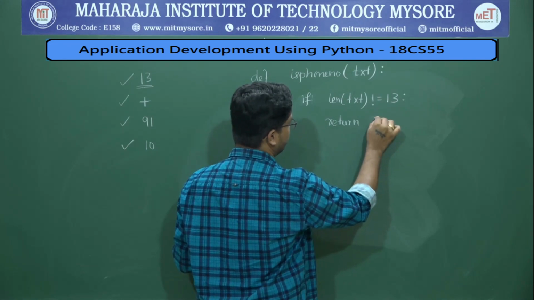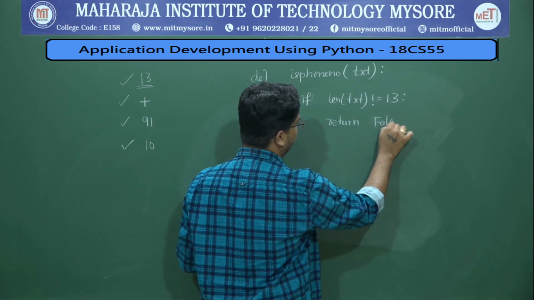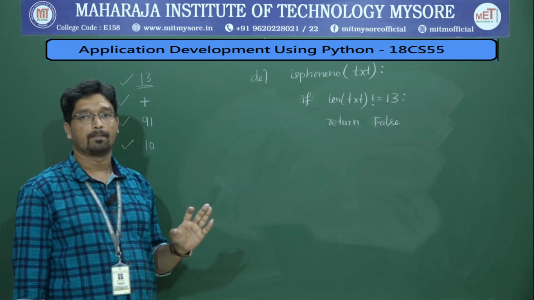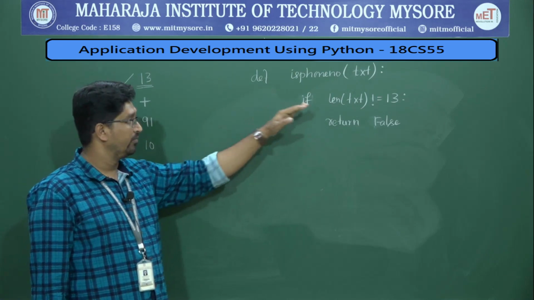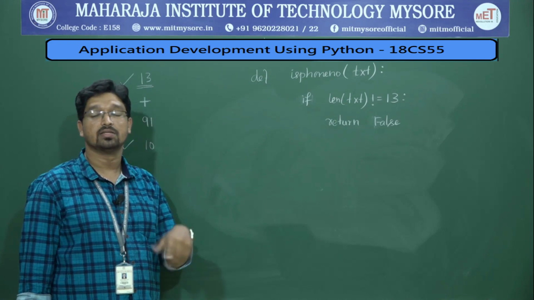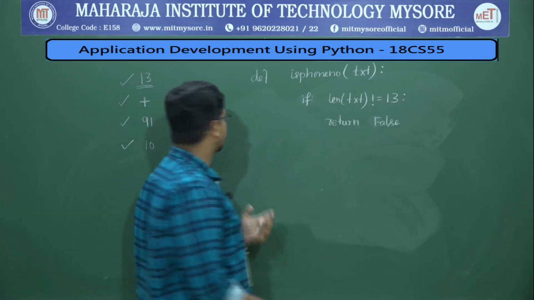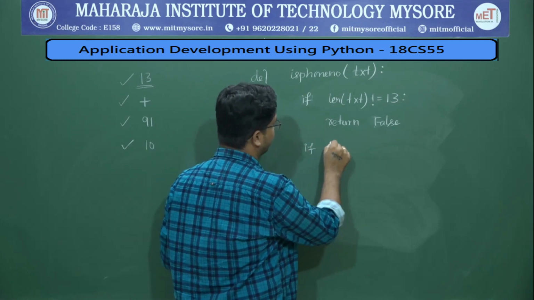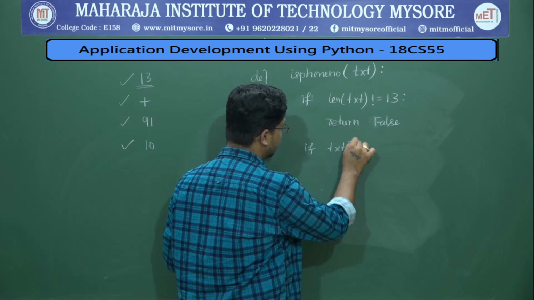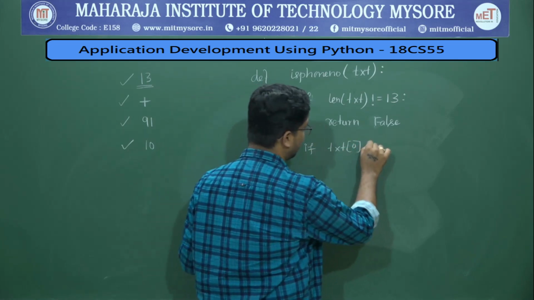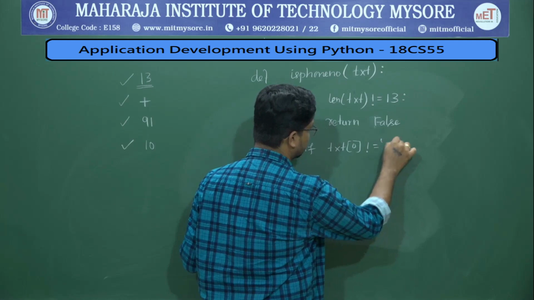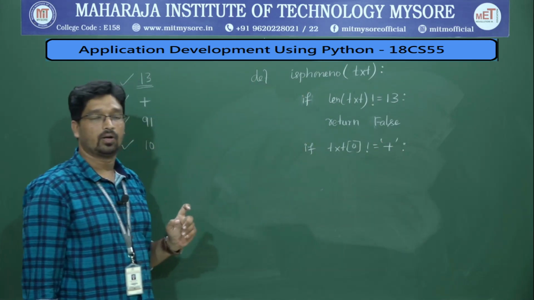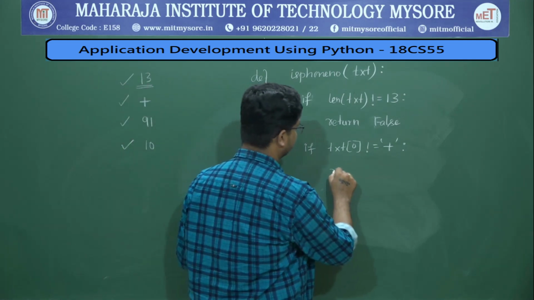Return false. I am returning a boolean value. Return false. Next, let us say if the text is exactly 13 characters, then what should I check? I should check whether the first character is a plus symbol. So for that I will perform if txt of 0 is not equal to plus, then I should return back again.